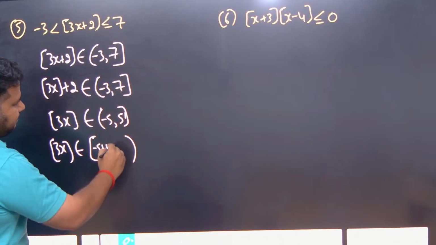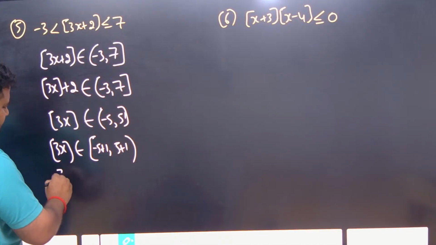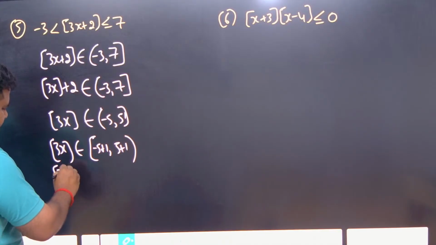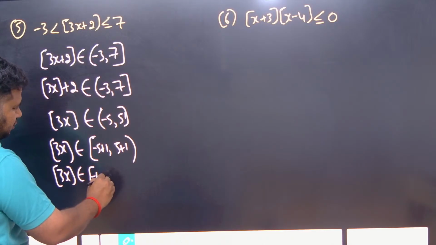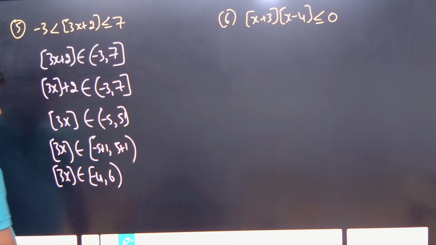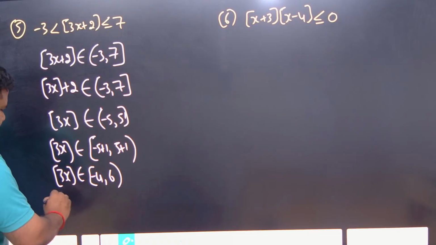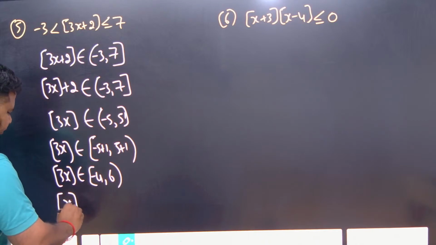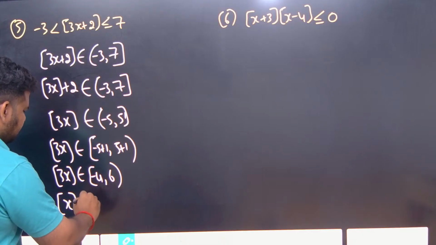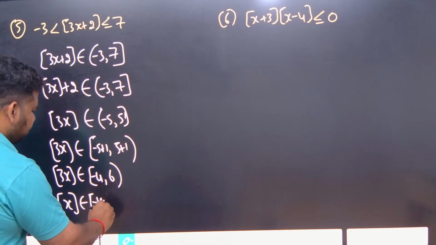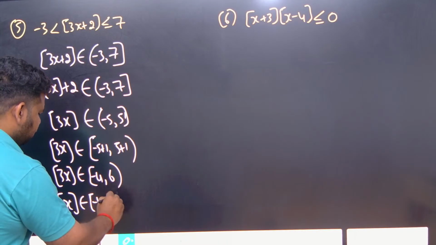So this will become what? 5 plus 1. So this will become what? 3x. The step of 3x belongs to what should I write? The step of 3x belongs to the closed interval minus 4 comma 6 open. But I need only the step of x, not 3x. So divide throughout by 3. So this will become what? The step of x belongs to, I can write it as minus 4 by 3 comma 2.